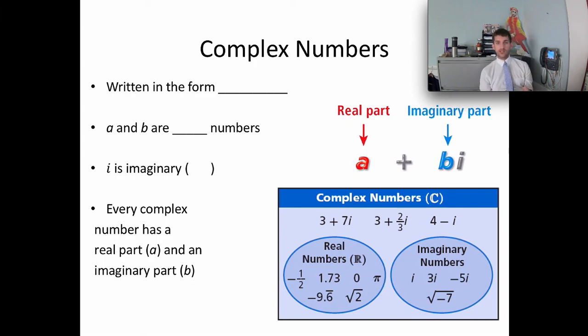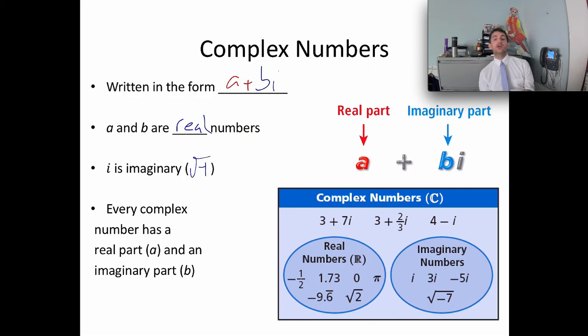So a complex number is going to integrate real values and imaginary values. So it's going to have a little bit of both. The format we're going to use is we're going to describe it as a plus, and then I'm going to color code this bi. Now the a's and the b's are both real numbers, and i is the imaginary number. So i is still the square root of -1.